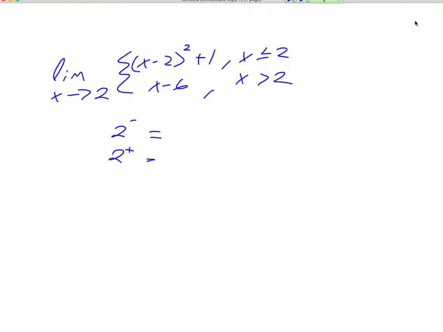So what would my limit be from the left? Which one do I plug into? The top one. If I plug in 2, 2 minus 2 is 0. 0 plus 1 gives me 1. Okay, which one do I plug in for the right? The bottom, I plug 2 in. I get 2 minus 6, which is -4.